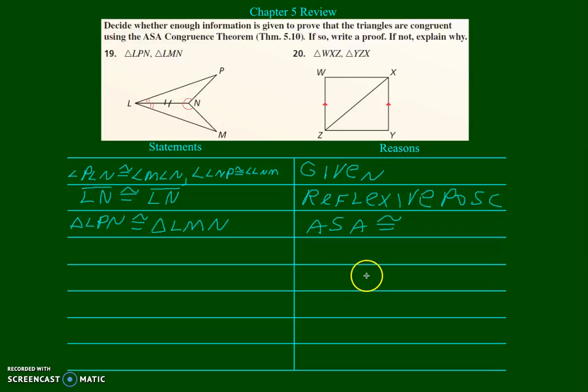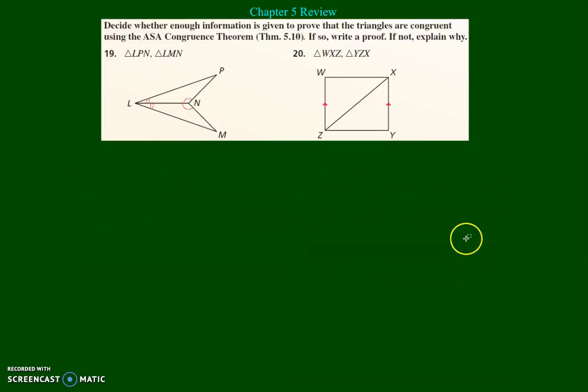And now on to problem 20. In problem 20, we're given these two triangles, triangle WXZ and triangle YZX. The only thing that we can see is these two parallel lines are going to cause this angle and this angle to be congruent. The other thing that's obvious is ZX is congruent to itself. So we have an angle and a side.